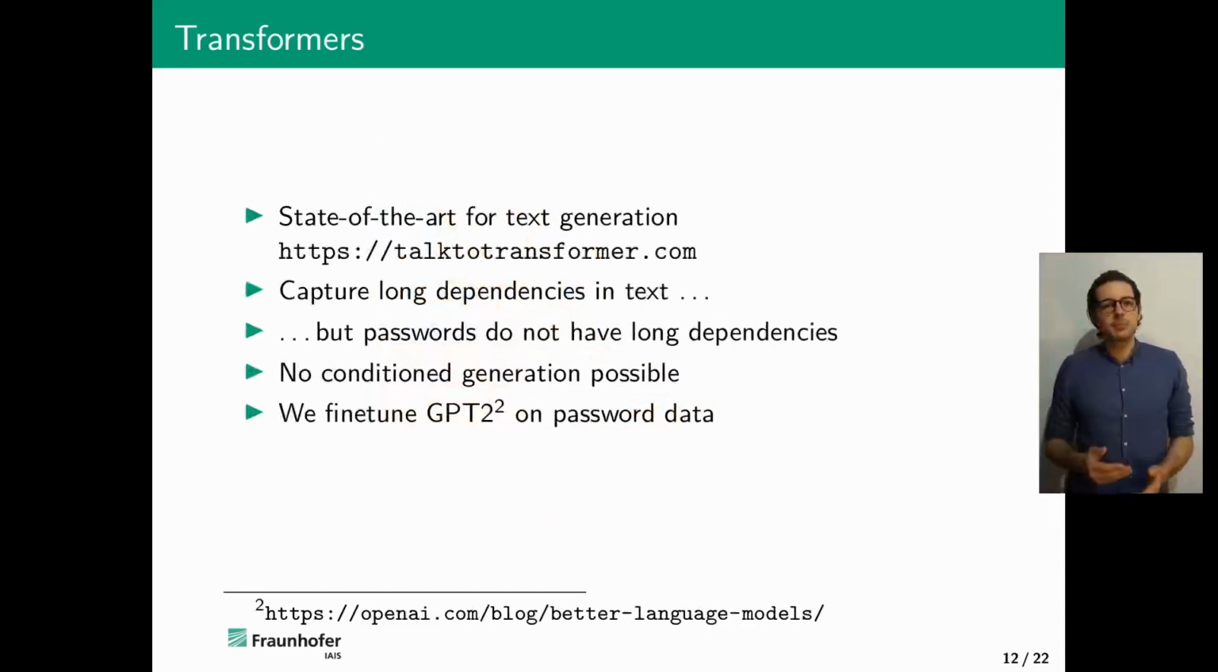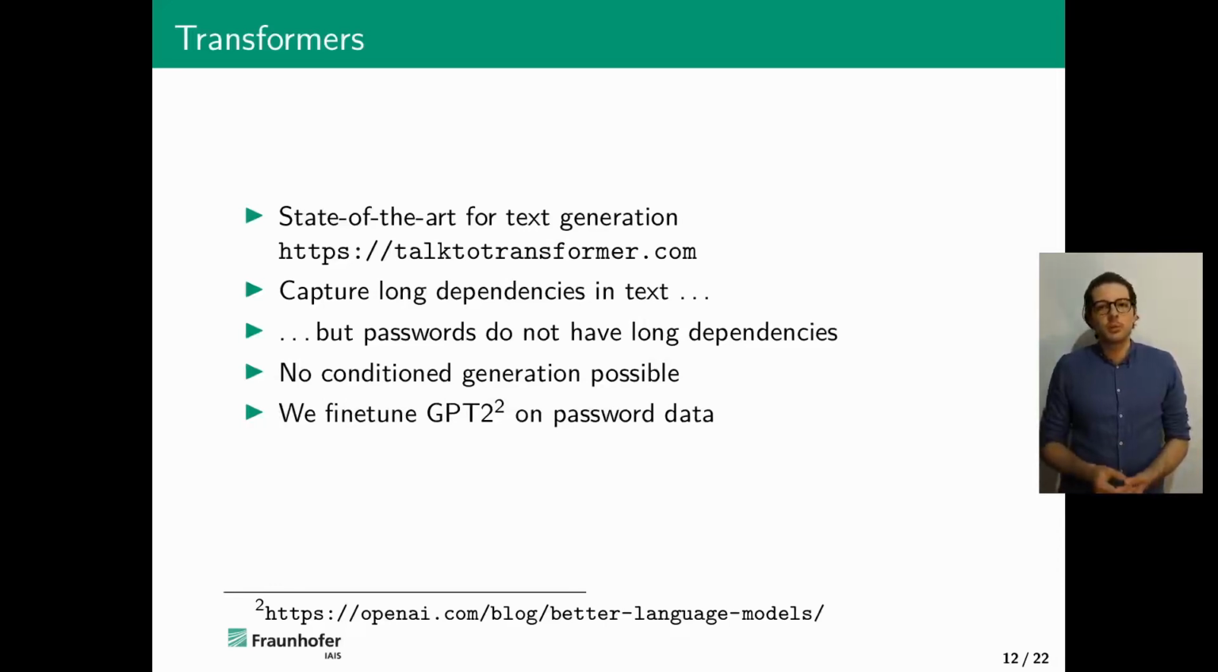So transformers have become the state-of-the-art for text generation. If you have not seen it in action yet, you can check out talktotransformer.com. These models are able to generate text that captures long dependencies, so they keep in mind what they're talking about over multiple sentences and even paragraphs. However, password data does not really have long dependencies. All the passwords in our dataset are going to be independent from each other. Also, there's no native way to do conditional generation, which was easily doable for the autoencoder.